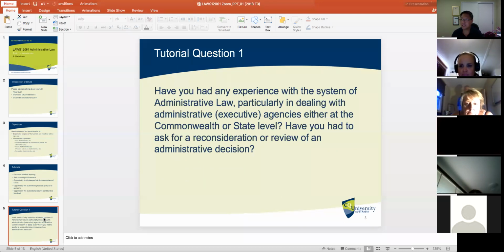Please turn on your mic or type something in the chat box if you are prepared to contribute something. From Sarah Goodchild, State Administrative Tribunal count? Obviously, yes, it does. Sarah, would you happen to have anything to say about it? It could be the QCAT in Queensland, or it could be some other.